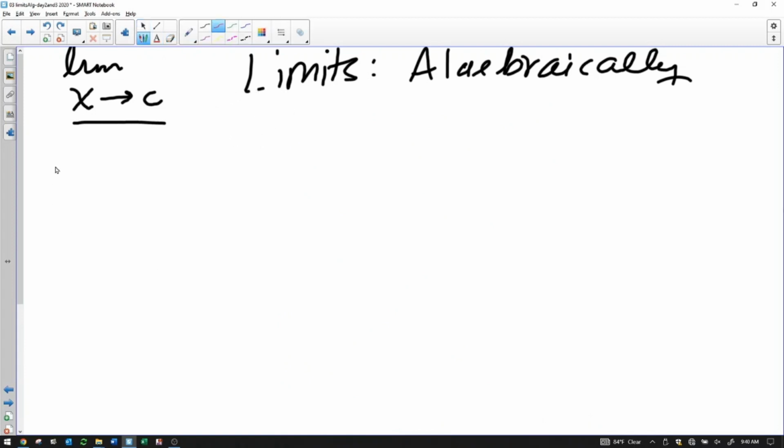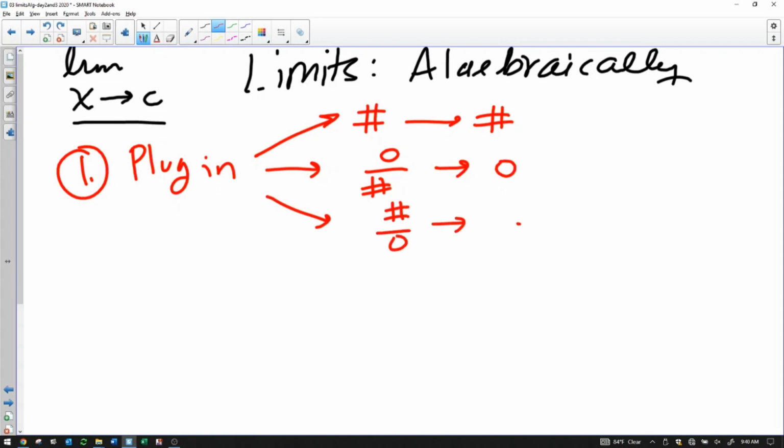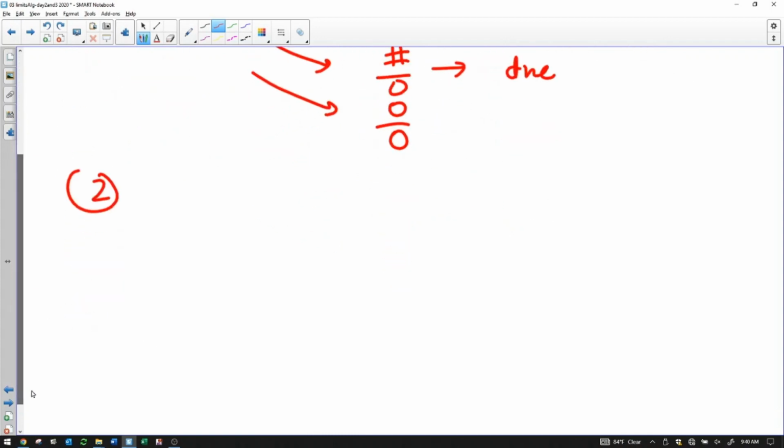When you do limits algebraically, what is the first thing you do? Plug in. You always plug in first. It'd be so easy for me to trick you on this. If your answer is a number, that is your answer, the number. If your answer is 0 over a number, then what is your answer? 0. If your answer is a number over 0, then what is your answer? DNE. And what if your answer is 0 over 0? Oh, gotta do something else.